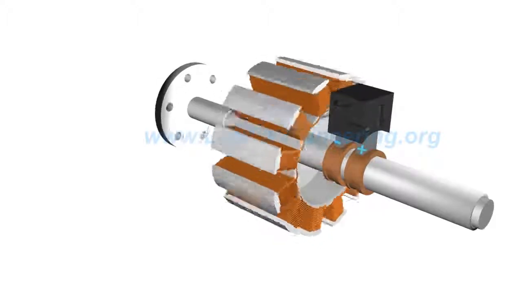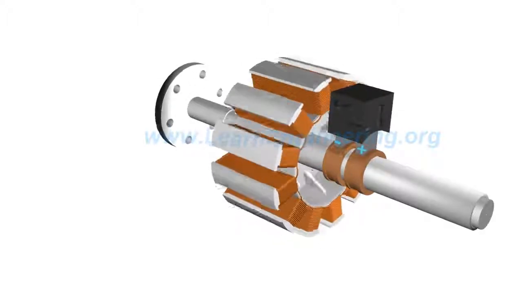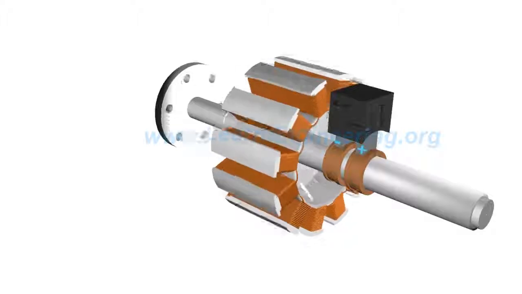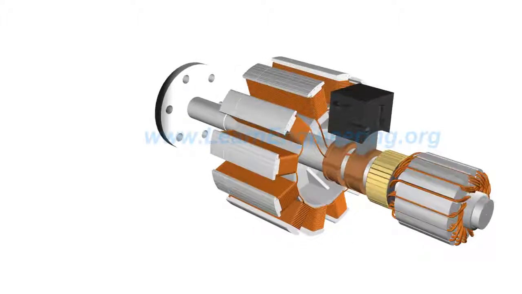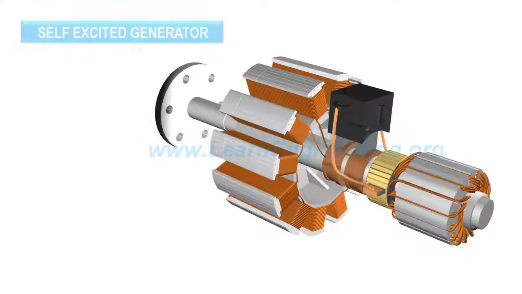DC current is supplied either from an external source or from a small DC generator which is fitted on the same prime mover. Such alternators are called self-excited.